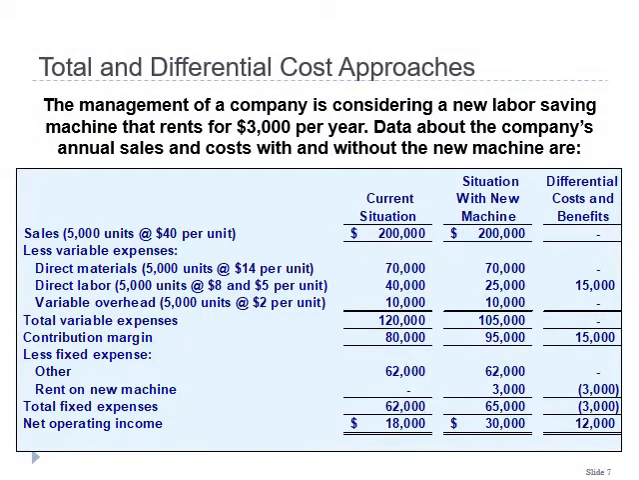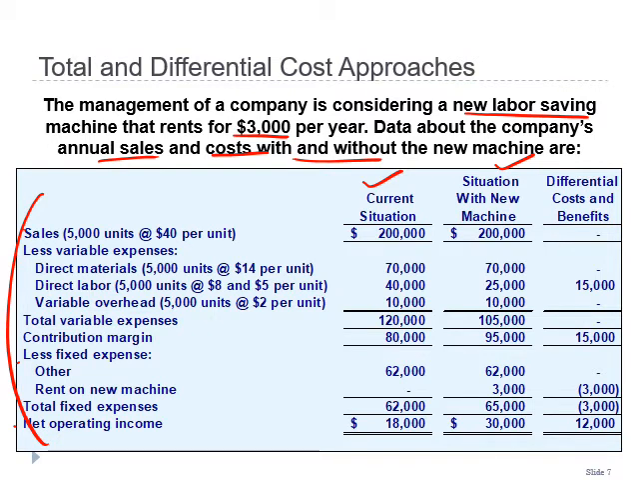So that was a very basic example. Let's apply the example in our industries, in our companies. So assume the following information for a company which is considering a new labor-saving machine that rents for 3000 per day. Data about the company's annual sales and costs with and without the new machine are given. We have a contribution margin income statement in which we have sales less total variable cost less total fixed cost, and we have net operating income. This is the current situation. This is the situation with the new machine, right?